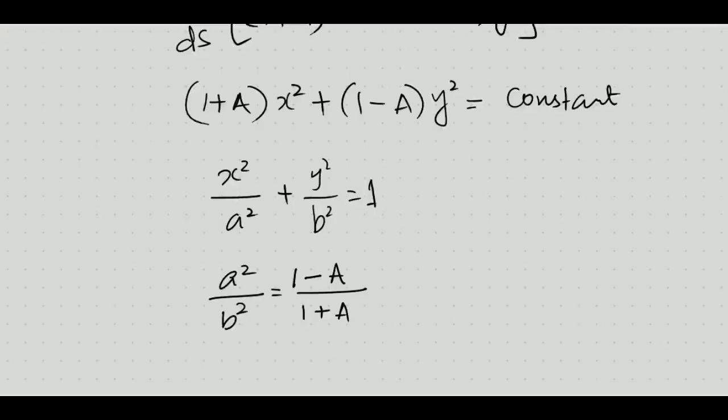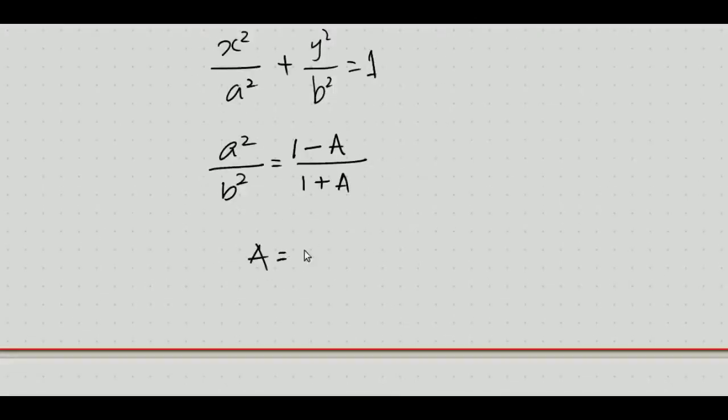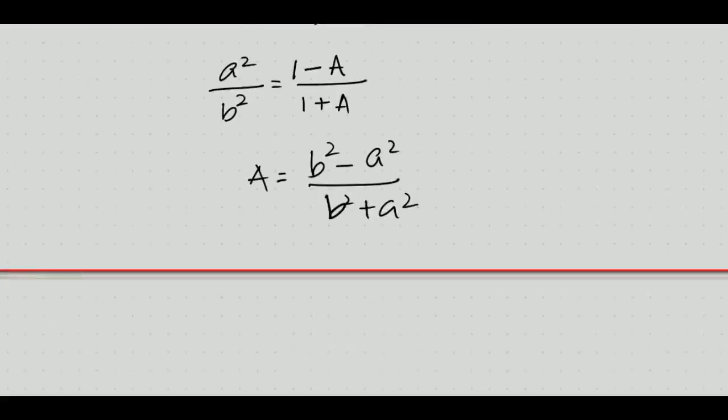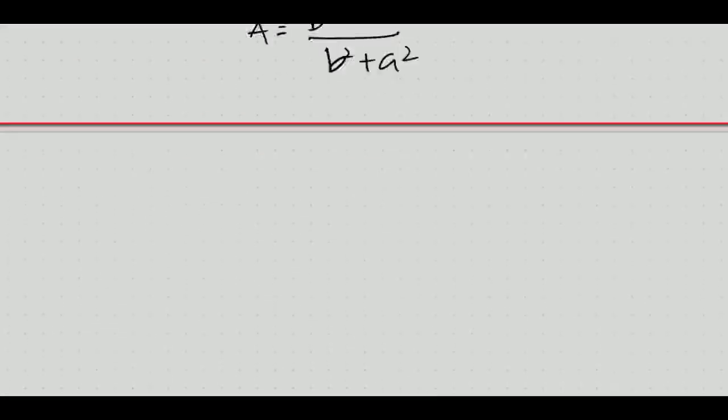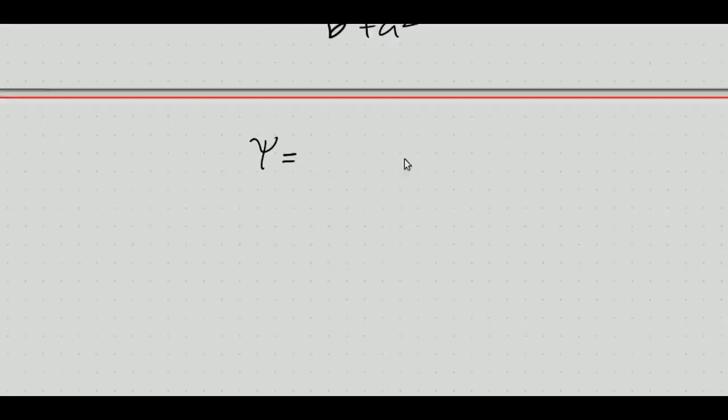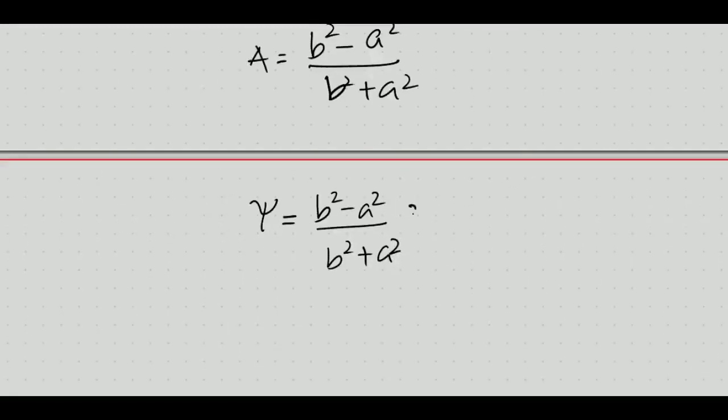From this, by solving, we will get a is equal to b square minus a square divided by b square plus a square, and so the warping function psi will become psi is equal to axy. Instead of a, here we have b square minus a square divided by b square plus a square into xy.